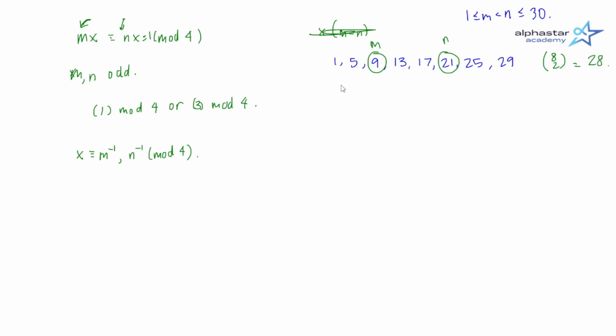Similarly, if m and n are 3 mod 4, well, the possible numbers are 3, 7, 11, 15, 19, 23, 27, and there's no larger number there. And there are 7 numbers here, so 7 choose 2, or 21. Notice that these two cases are mutually exclusive because they're either both 1 or both 3 mod 4, but never both.